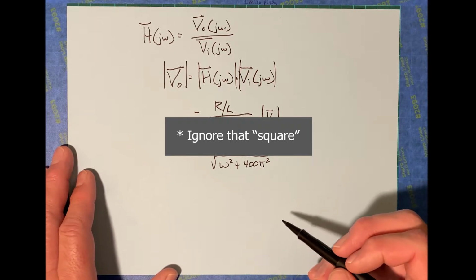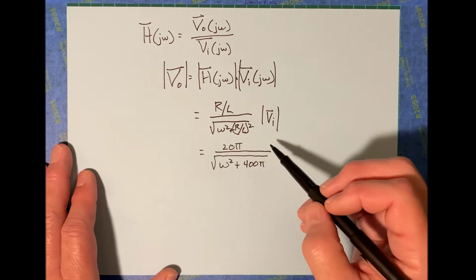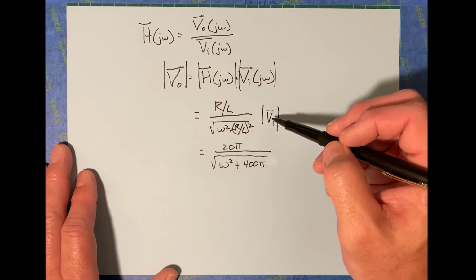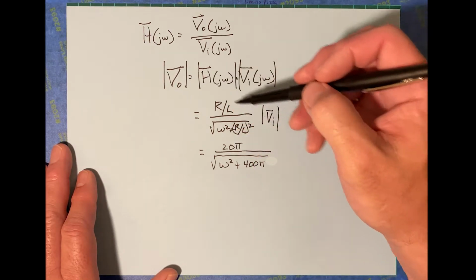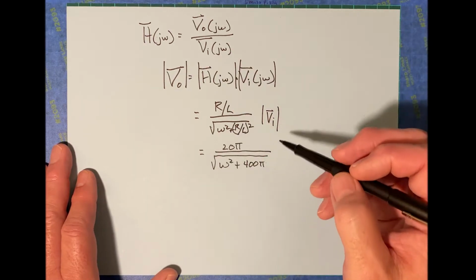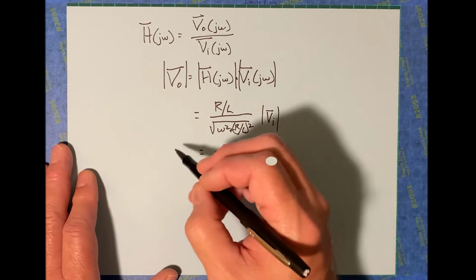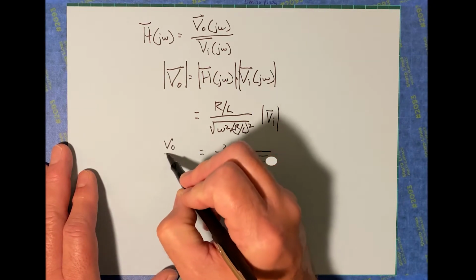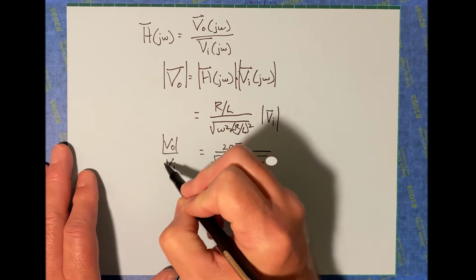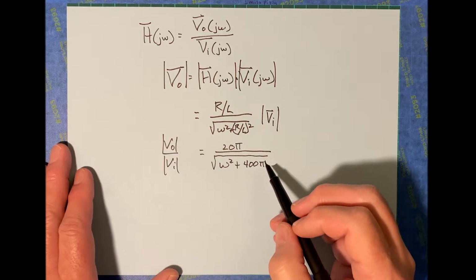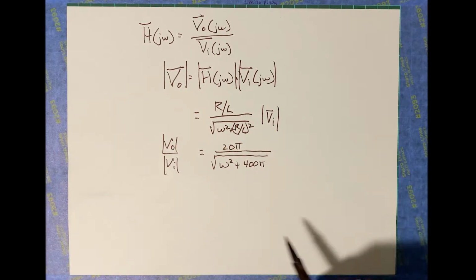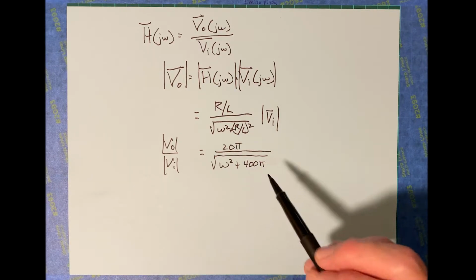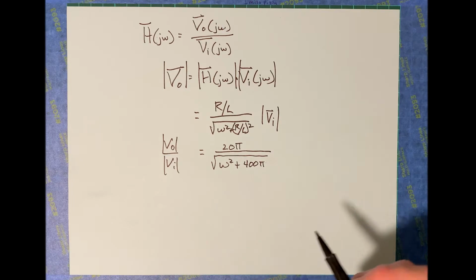All right, now that's what our output is. We're really interested in that ratio there. So I'm going to put that back over here, like that. Well, in order to calculate this value here, I need to plug in for various values of omega.